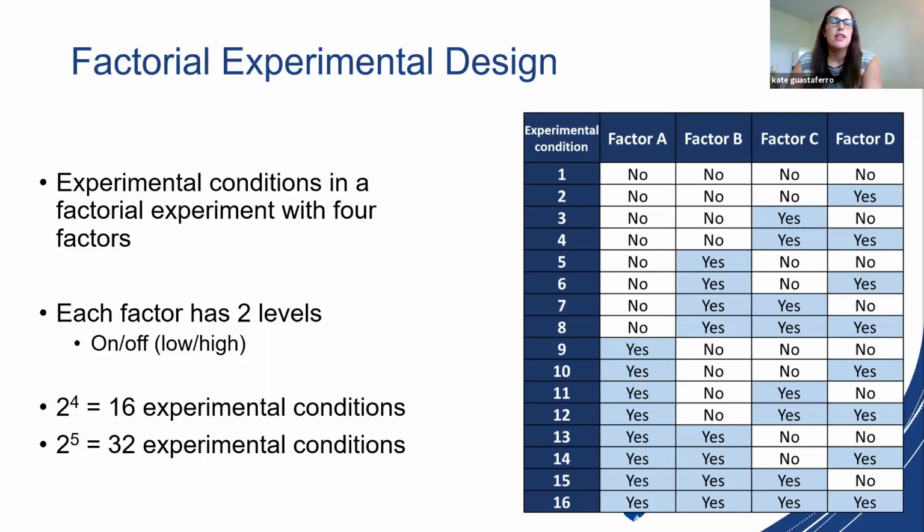A 4-factor factorial experiment with 2 levels each is denoted as a 2 to the 4th factorial experiment, which yields 16 experimental conditions. Just to put this into context, a 2 to the 5th, where there are 5 factors with 2 levels each, yields 32 experimental conditions. And this experimental design table, we often recommend that you include in grant proposals to walk everybody through the different randomization schema and estimates, which I'll get to in a second.